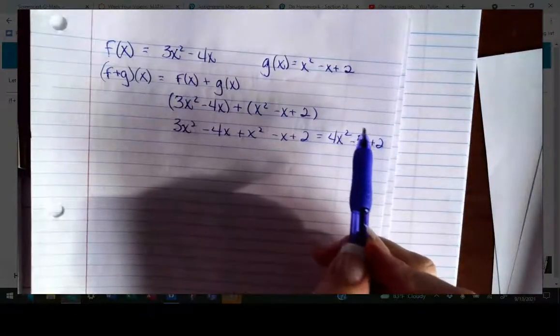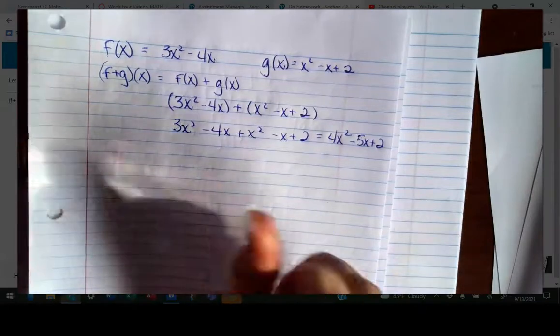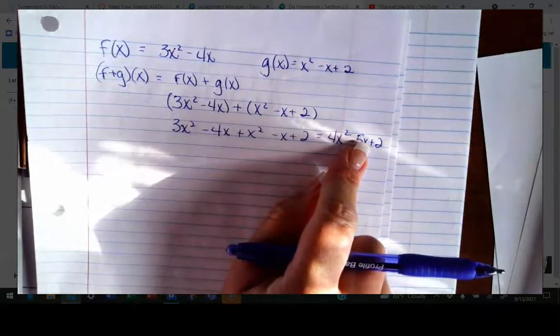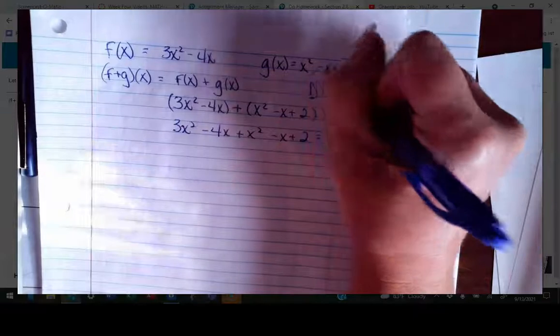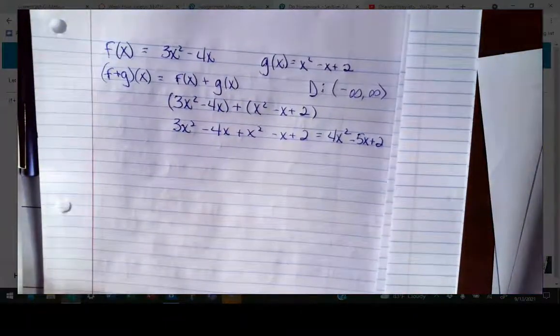So your question is, what's your domain? Assume that your domain is all real numbers unless you see variables in denominators, which I don't, or variables under even roots, which I don't. So your domain is going to be from negative infinity to positive infinity.